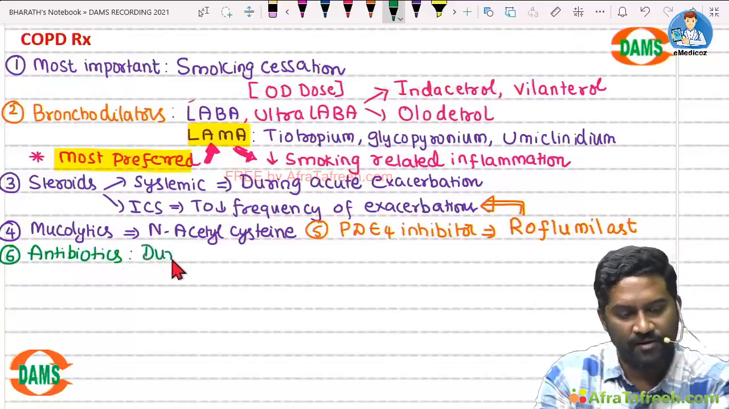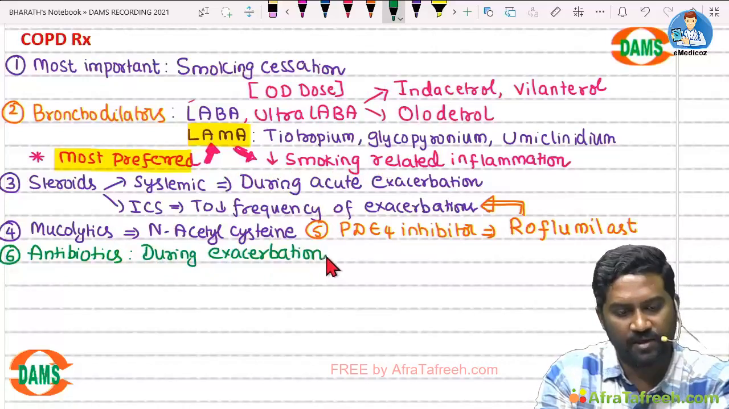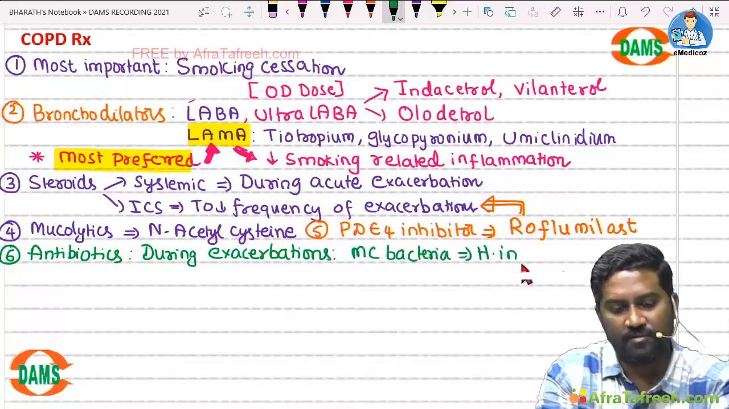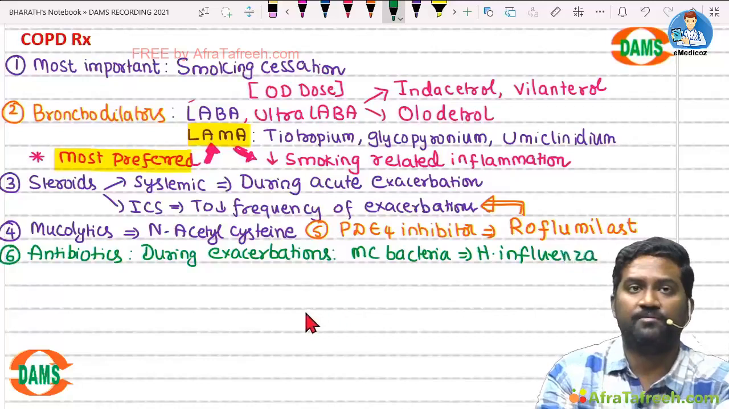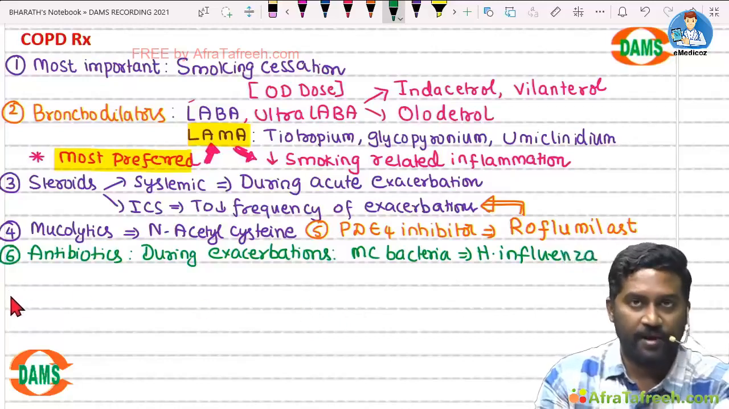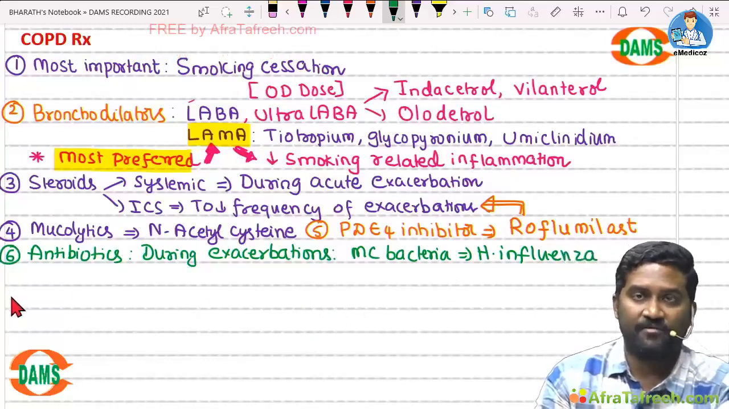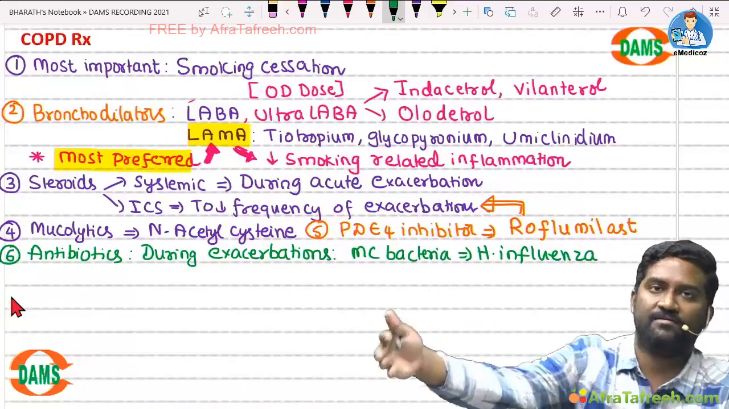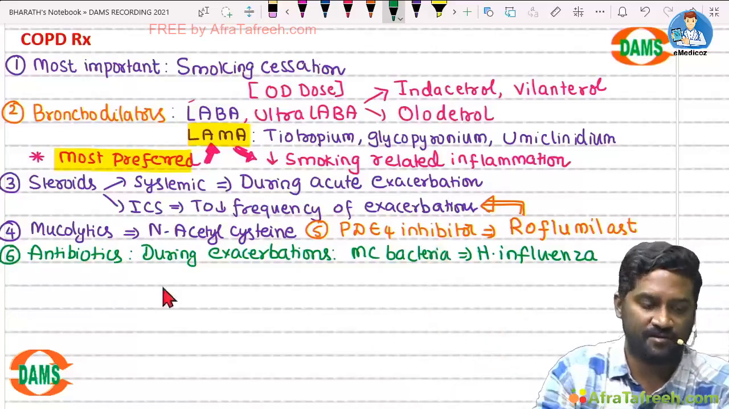Antibiotics are given during exacerbations, and most common bacteria responsible is H. influenzae, Haemophilus influenzae. Then once the patient recovers from infection, he can also develop another exacerbation because of another infection.